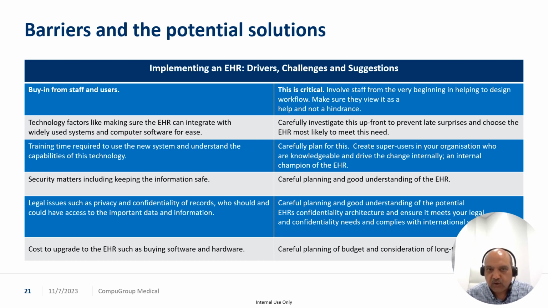Legal issues such as privacy and confidentiality of records, who should and could have access to the important data and information. Once again, this requires careful planning. Most systems come with role-based access, and in your planning with your staff, you need to determine who needs to have access to what part of the electronic health record. Some staff only need access to the demographic information, whereas other staff may require full access to the electronic health record. So planning around who has access for specific roles within the practice is absolutely vital.